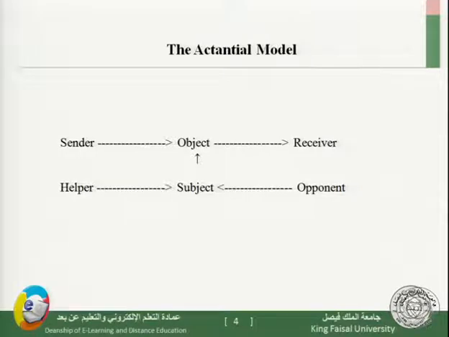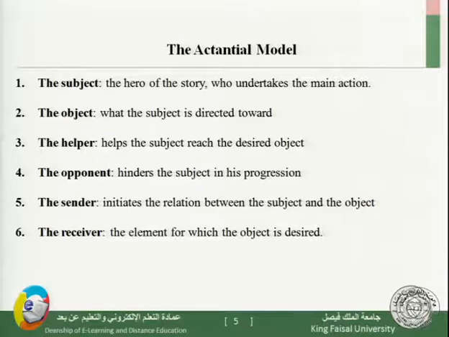And of course there is a helper and there is an opponent. The helper is whatever helps the subject acquire the object. It could be characters, individuals, objects, the wind, peace, any category that contributes to helping the subject acquire the object. And the opponent, on the other hand, is anything or anyone that tries to oppose us, to prevent the subject from acquiring the object.